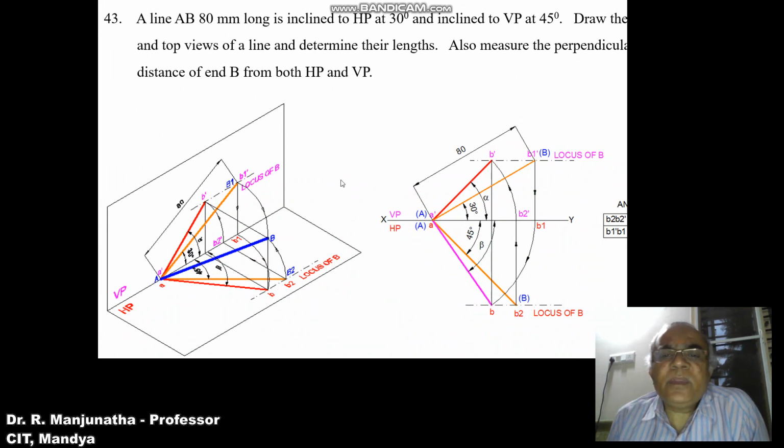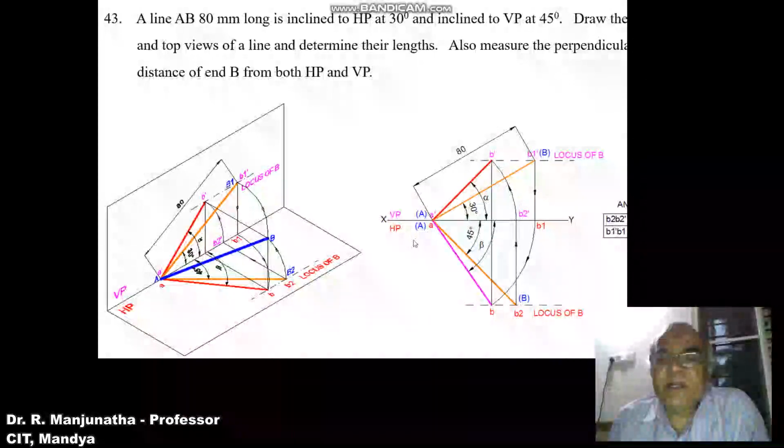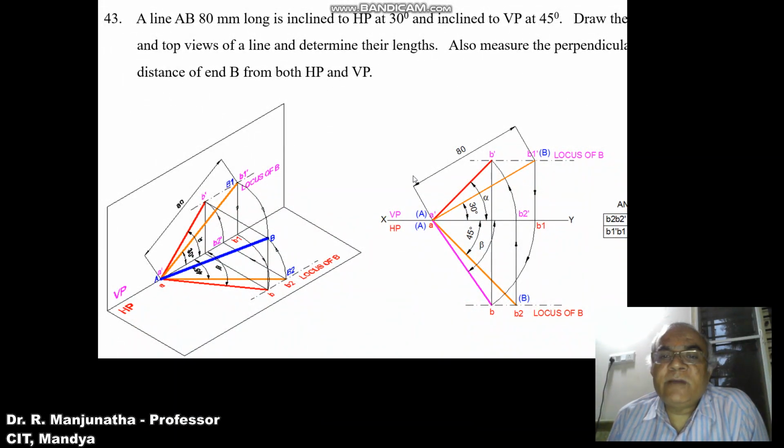Similarly, now we want to find out the front view and its inclination with respect to HP. Then from B2, you draw a vertical projector because AB2 is the true length in HP, so naturally it should be parallel to HP. So A is in HP, so B2 should also be in HP. So draw a vertical projector from B2 to the XY line and you mark this point as B2 dash. Then A dash B2 dash is the line which is parallel to the XY line in the front view.